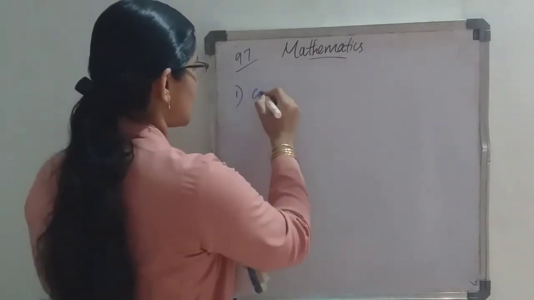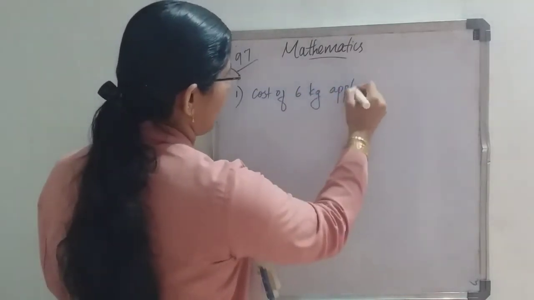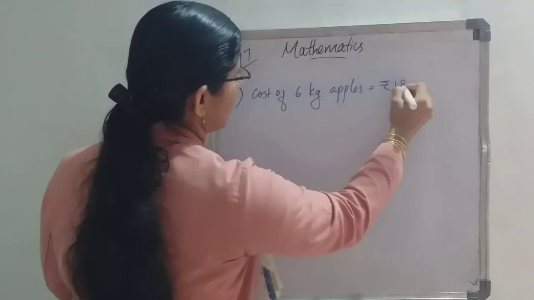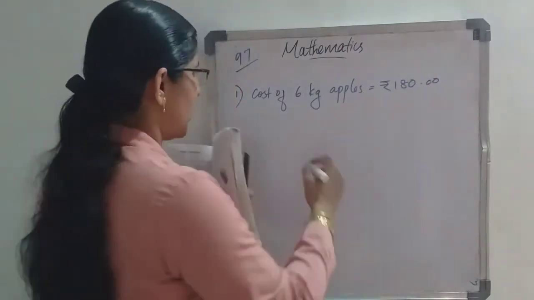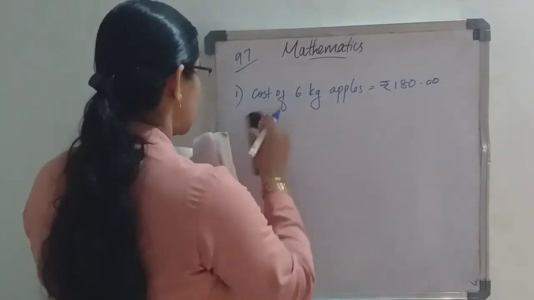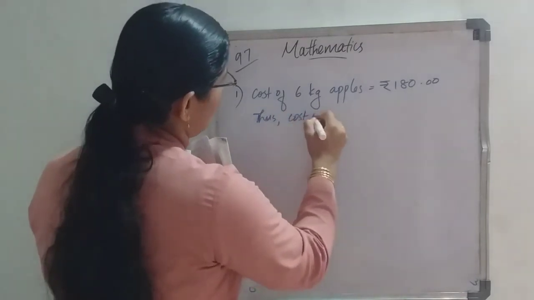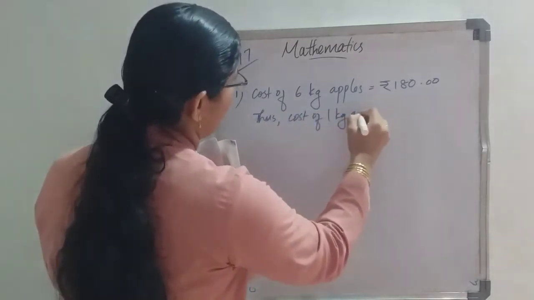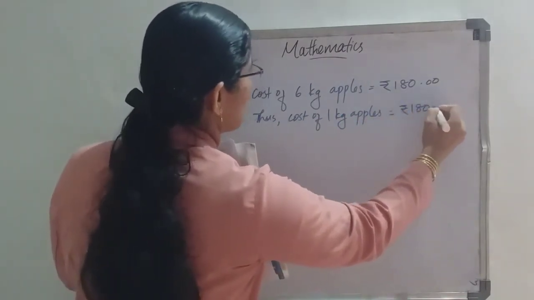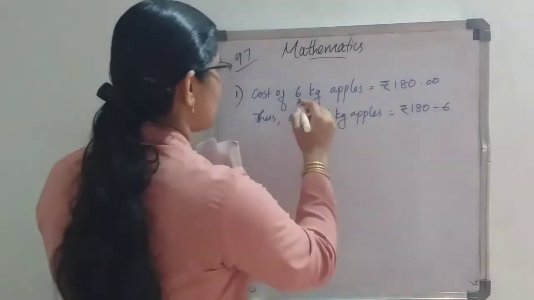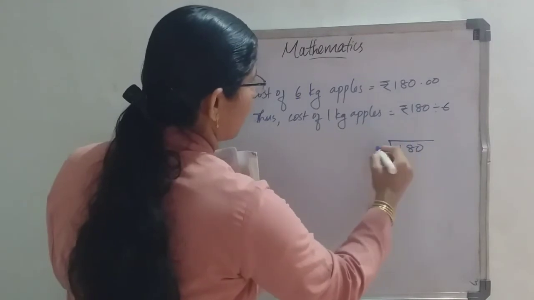Same way. The total number is given, 6 kilogram. Cost of 6 kilogram apples is 180. If there is no paisa, you can put a 0. If it is not there, no problem. Thus, cost of 1 kilogram apples: what you need to do is 180 divided by 6. You need to divide by 6.